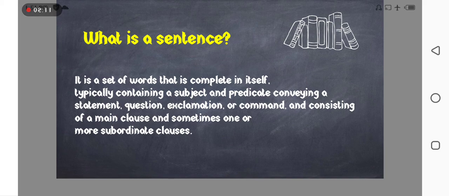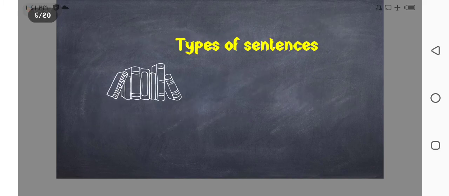The main thing is that it consists of a main clause. Here the question arises, what is a clause? Students, a clause basically is a sentence, but it must have a verb and a subject. So a sentence is not only a single clause, but it can be more than one or two clauses. Now let's start with the types of sentences.